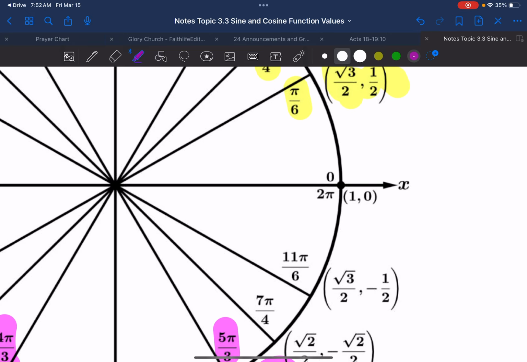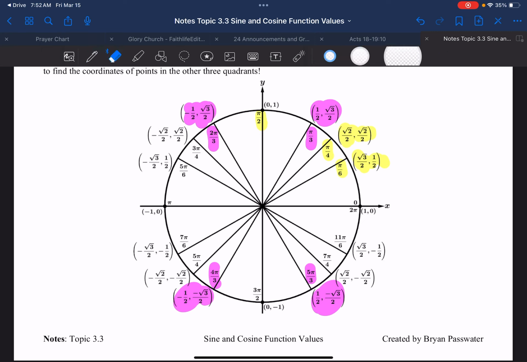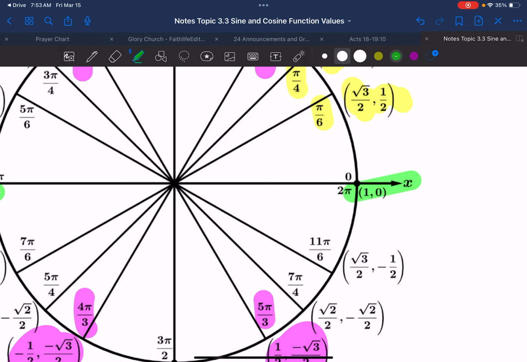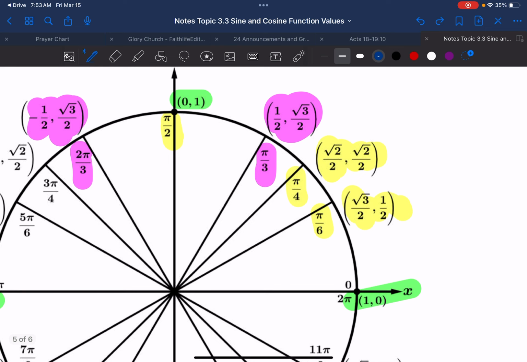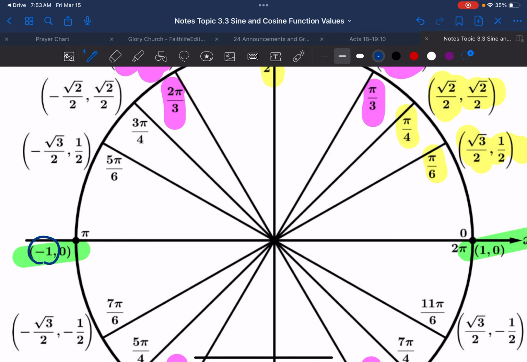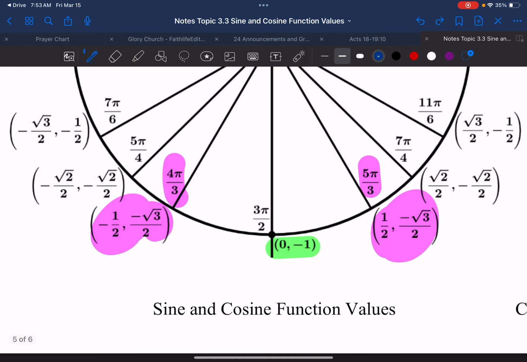And one thing I do want to point out is that at the halfway points, I'll highlight these in green, like my pi over 2, pi, 3 pi over 2, and 0 or 2 pi, it's just like a normal coordinate. So if I go a radius of 1 here, I went over 1 and up 0. Up here, I went right or left 0, and I went up 1. That's how I'm getting these values. And then here, I went left 1 and up 0, okay? And then obviously down here, I went right or left 0 and down 1, okay?